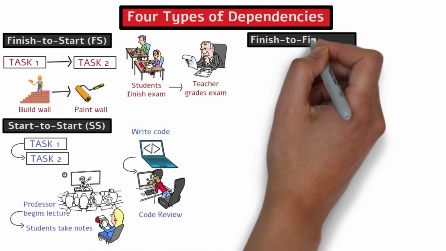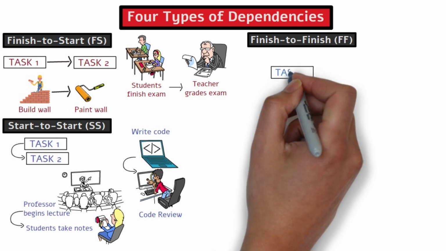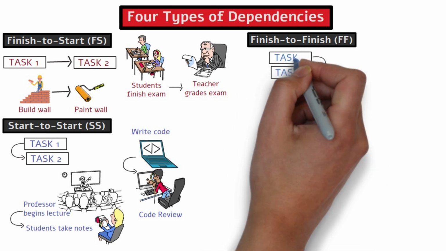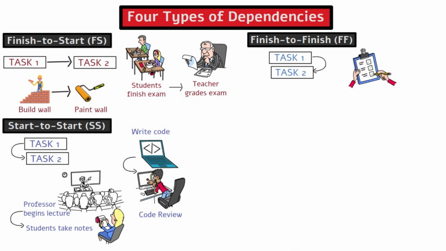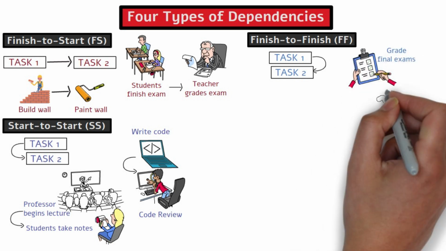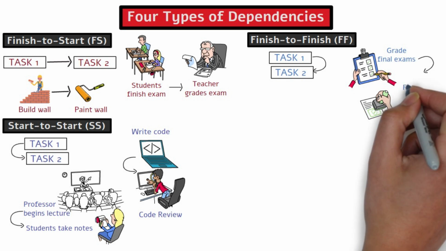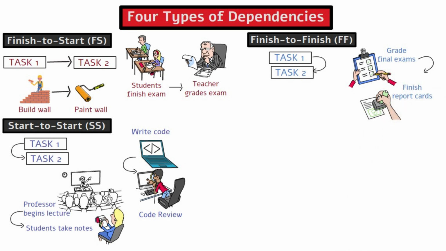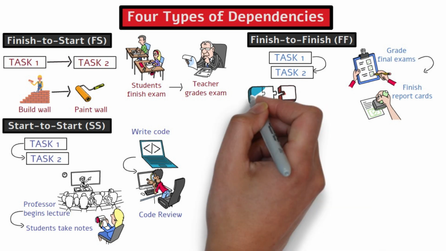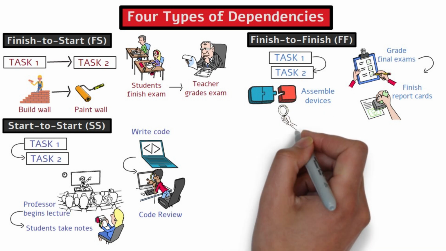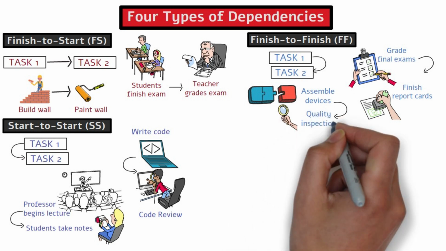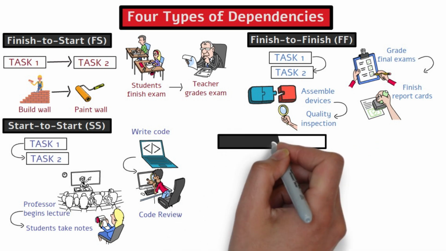Next, finish to finish, FF. In this dependency, task 2 cannot finish until task 1 finishes. For example, a professor is grading final exams and preparing students' report cards. The professor has to finish grading the final exams for all students before finishing all the students' report cards. Here is another example. Let's say a company is assembling and inspecting electronic devices before shipment. In this case, all the assembly has to be finished before the quality inspection can be completed.